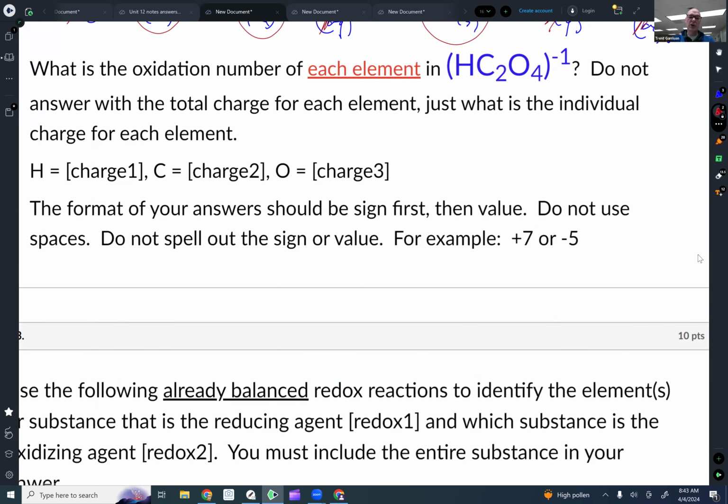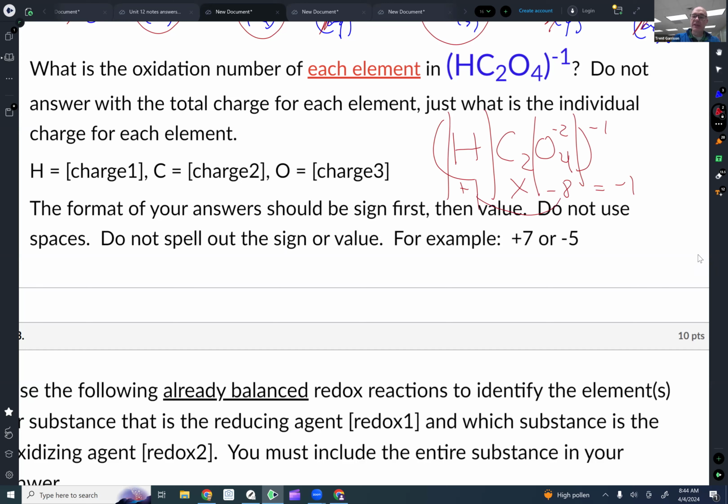Predict the charges of hydrogen, carbon, and oxygen. So we've got 3 elements, but the total charge is -1. I do know that every single oxygen has a charge of -2, so that's a total of -8. I know that I have a rule that says that every hydrogen is +1. So we've got to figure out what are the charges of the 2 carbons that are in here.